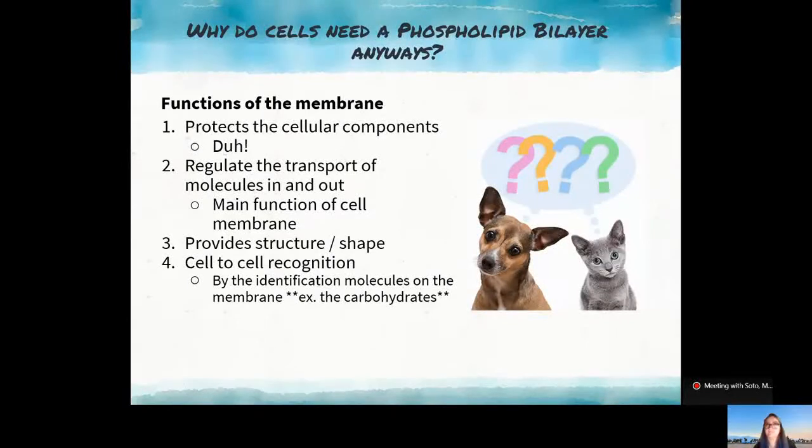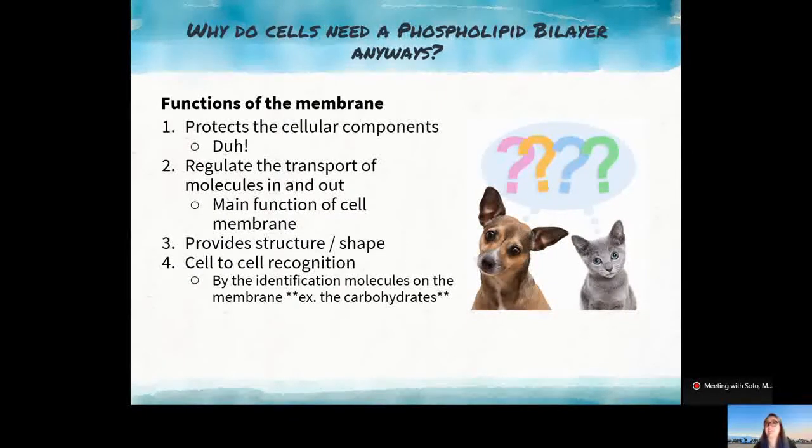So again, we need a phospholipid bilayer because we need to be able to protect our cell from anything trying to get in, right? For example, viruses and bacteria that want to reproduce in our cells and make us sick, our cells need to protect against that, right? So that's one of our defense lines. It also needs to regulate what comes in and out in order to keep homeostasis, to keep balance, equilibrium. That is the main function.